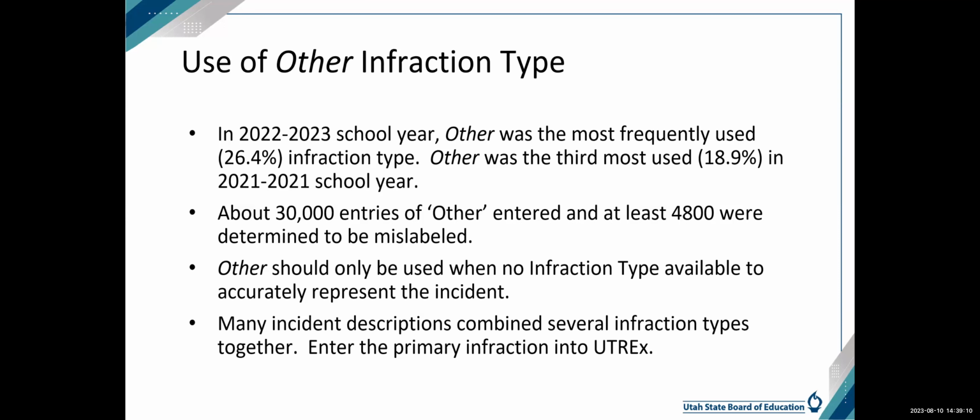We took a deeper look, and about 30,000 entries of other were entered, and at least 4,800 were determined to be mislabeled. Again, to better serve our students and also for our data collection accuracy records, other should really only be used when no known infraction type is available to accurately represent the incident. For example, I've noticed that many incident descriptions combined several infraction types together. Please try to enter the primary infraction into UTREX that you think best sums up the incident.